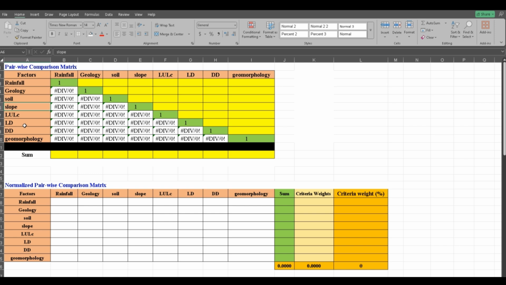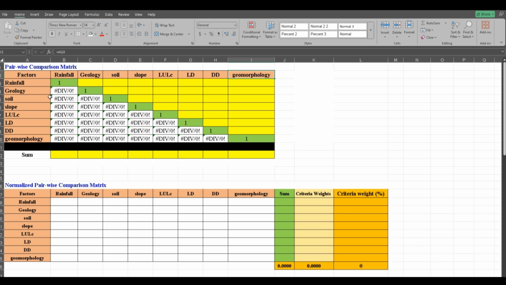Now I'm going to compare and assign a Saaty scale value for each criterion. For example, here, compare rainfall with rainfall, rainfall with geology, rainfall with soil, with slope, with land use land cover, and the rest of the criteria. Again, in the same way, I will compare geology with soil, slope, land use land cover, lineament density, drainage density, and geomorphology.